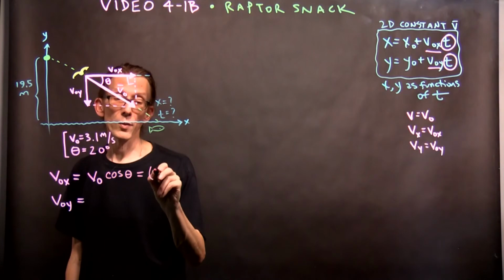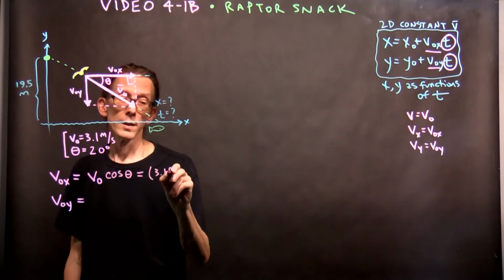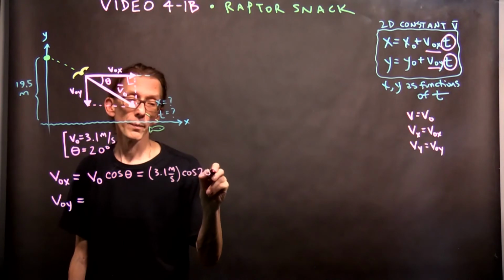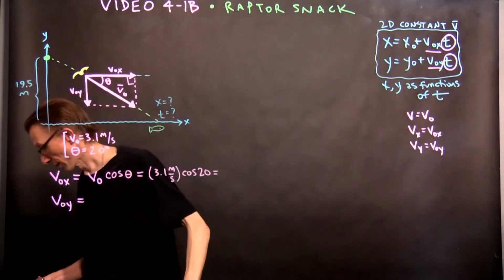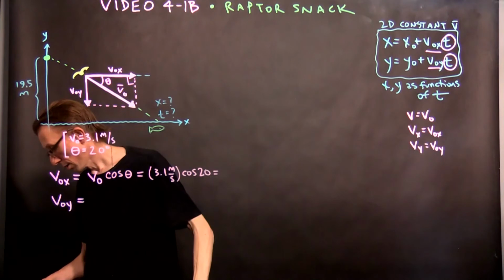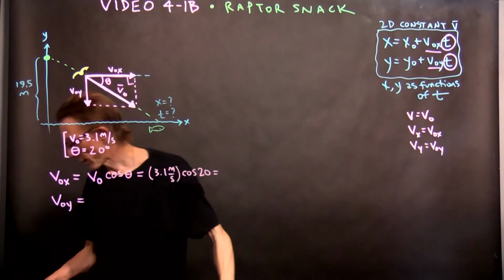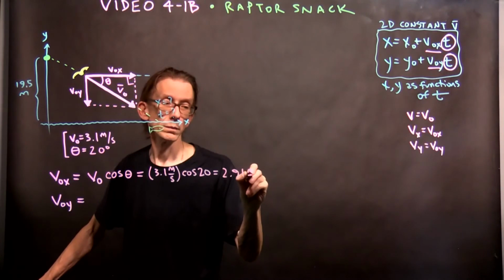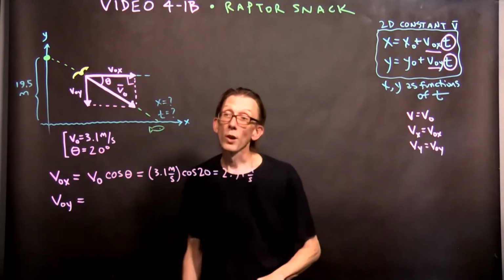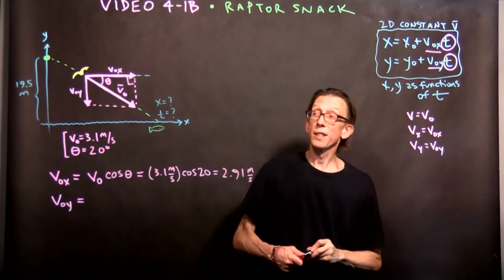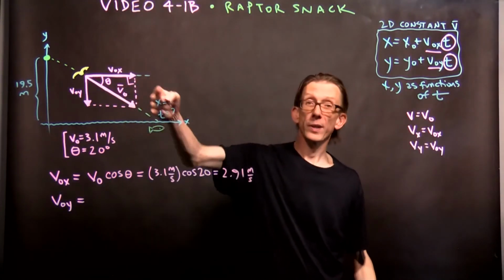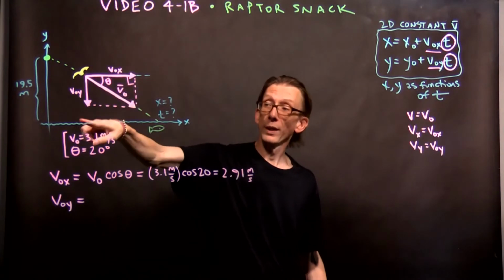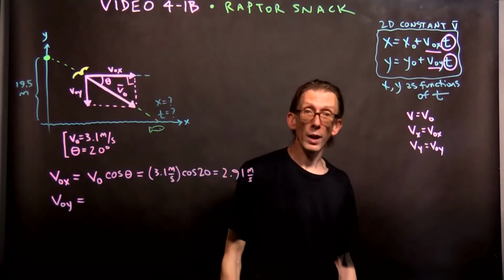Let's go ahead and find this number here. V naught is 3.1 meters per second times cosine of 20. That equals, let's see, drum roll please, 2.91 meters per second. So the eagle's x-coordinate is increasing at 2.91 meters per second. As the eagle's going down and to the right, the x-coordinate of the eagle is increasing at 2.91 meters per second.